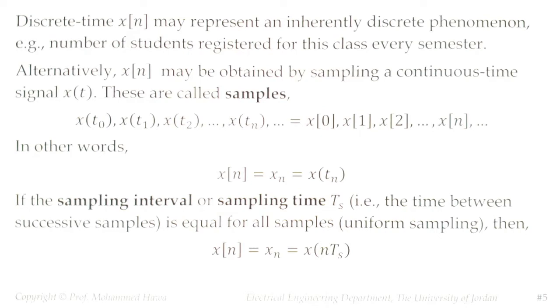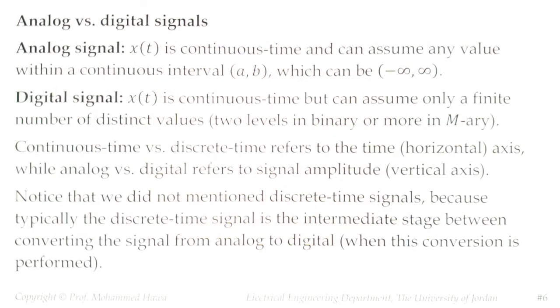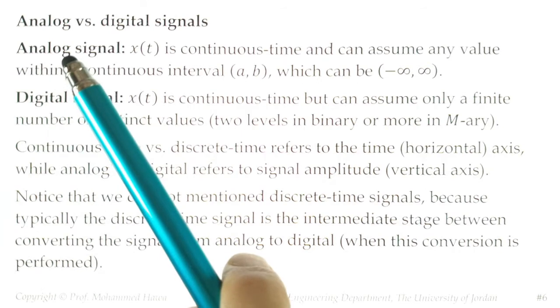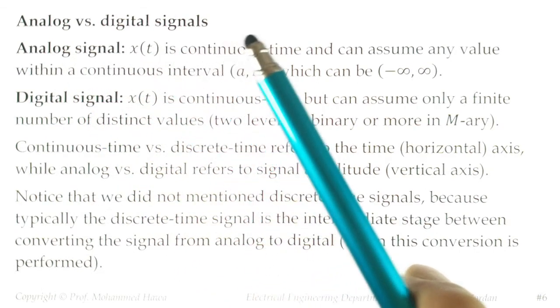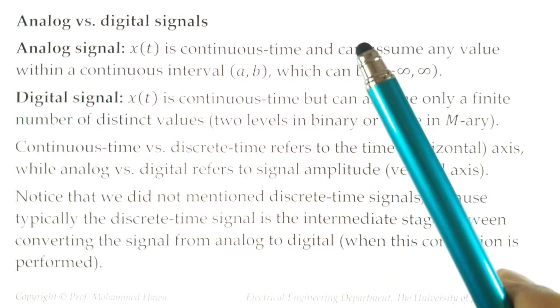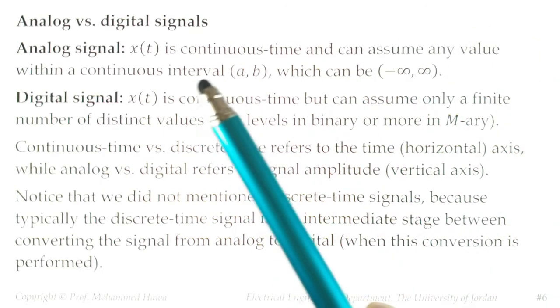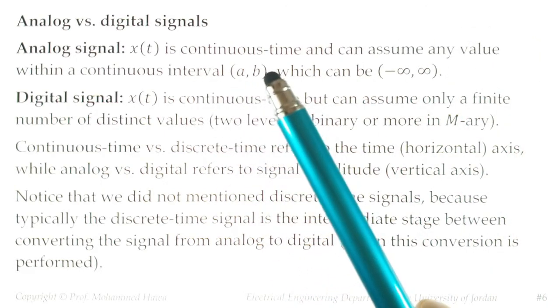That's the index n. Next, analog versus digital signals. What do I mean when I say analog signal or digital signal? An analog signal x of t is a continuous time signal that can assume any value within a continuous interval between a and b.